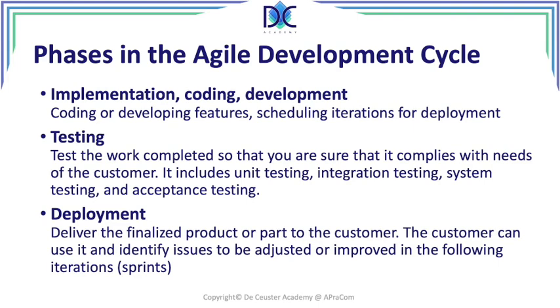So this is everything about the 6 phases in the Agile development cycle. It's very important to take those into account when we are working in an Agile environment, and every Agile methodology has its specific way to deal with this.